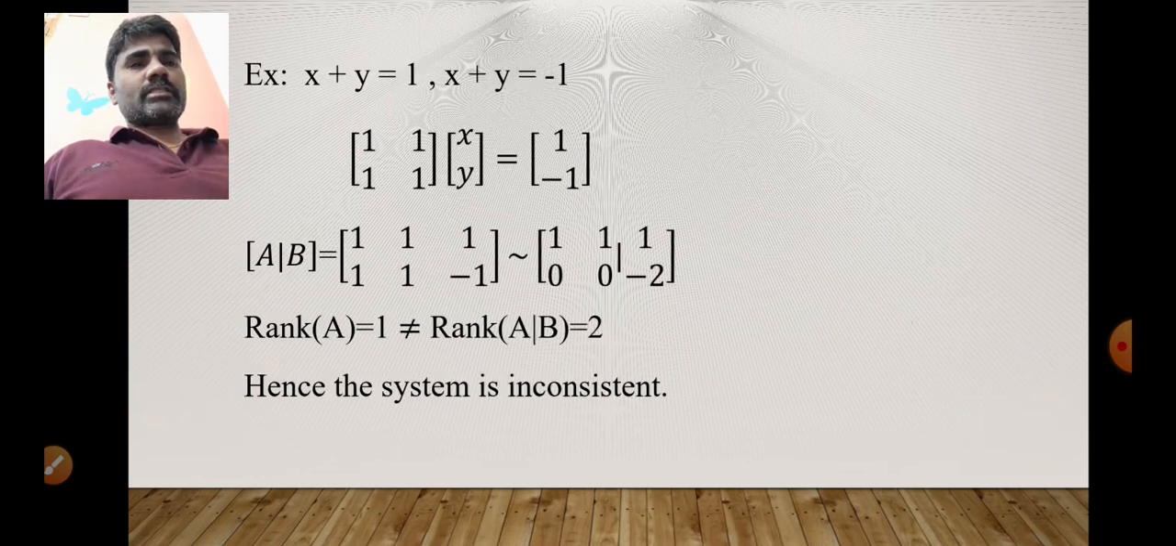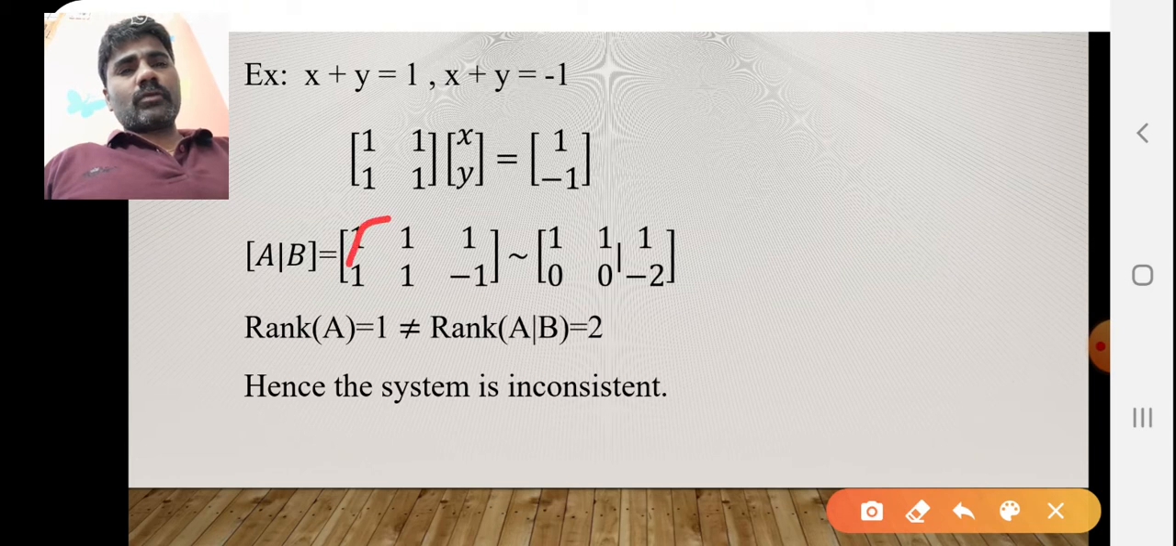Now let us consider one simple example: x plus y equals 1 and x plus y equals minus 1. This can be put in the matrix form [1 1; 1 1] [x y] equals [1, minus 1]. Now consider the augmented matrix AB equals [1 1 | 1; 1 1 | minus 1]. This part is A and this part is B.